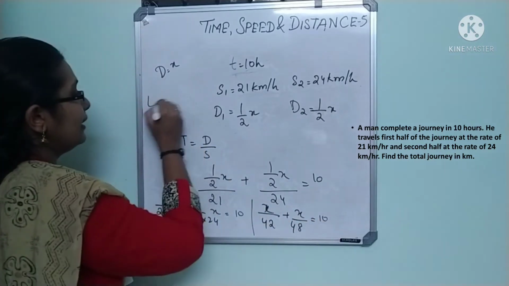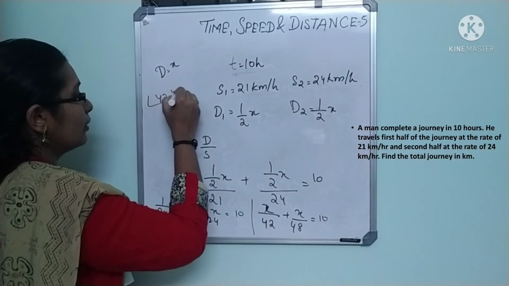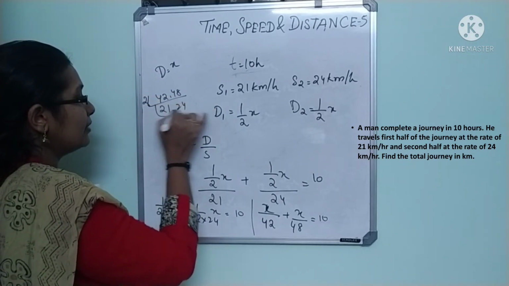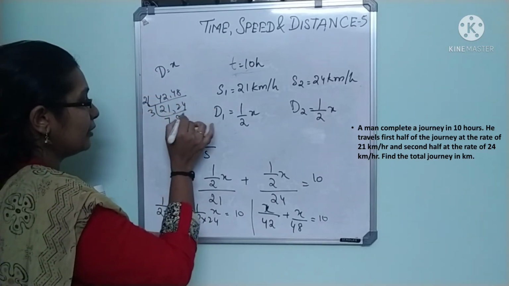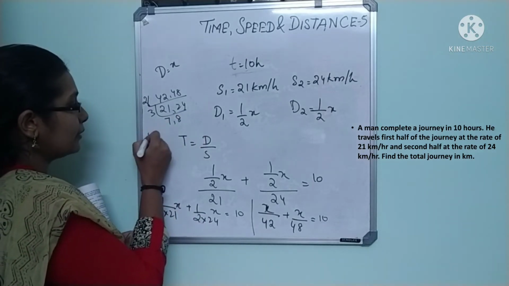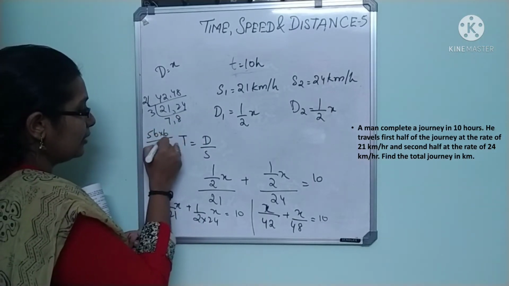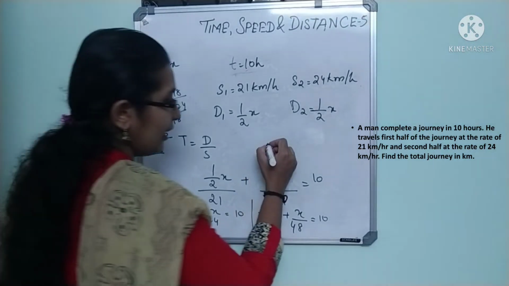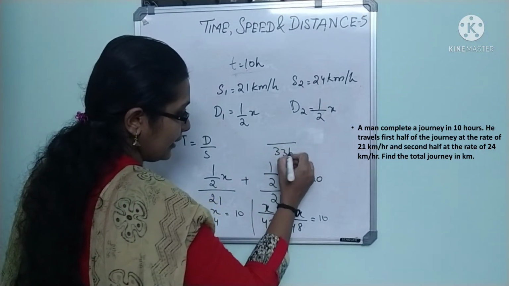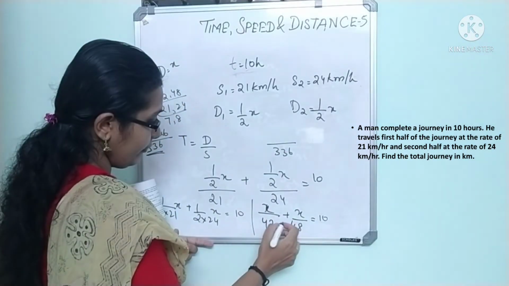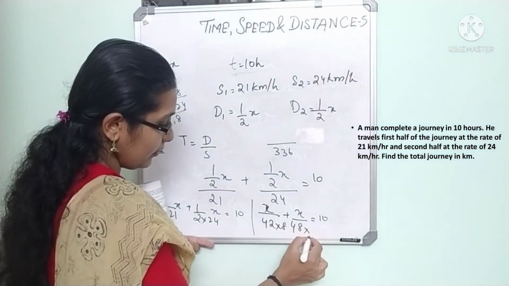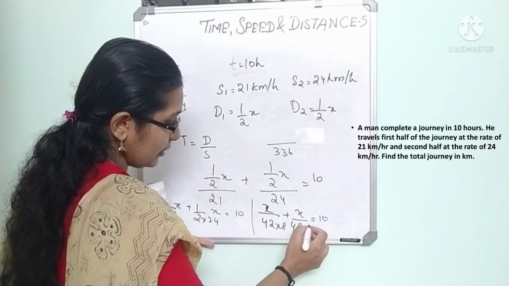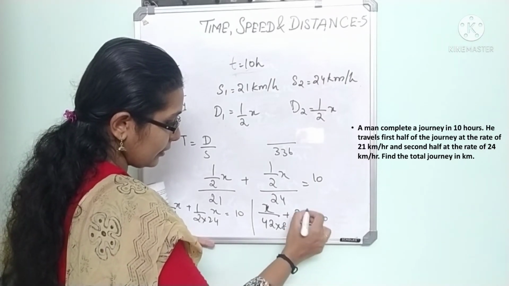On taking LCM, 21 times, 24 times, 3 7s are 21, 3 8s are 24. So 8 7s are 56. 56 into 6, 6 6s are 36, 6 5s are 30, 336 is the LCM. Okay. So I'll write here 336 is the LCM into 8 into 6, 6 6s are 36, 8 4s are 32, 7.